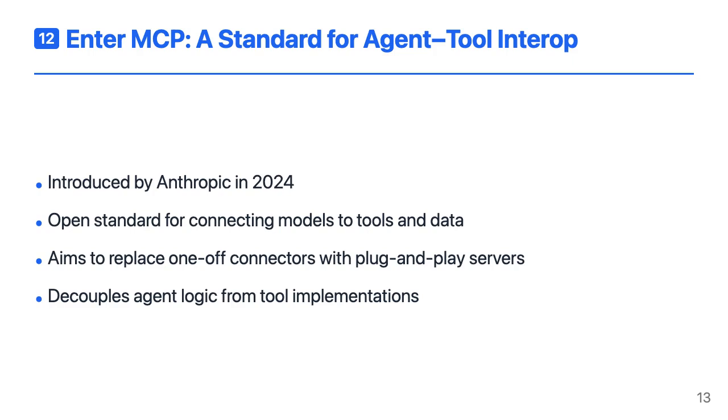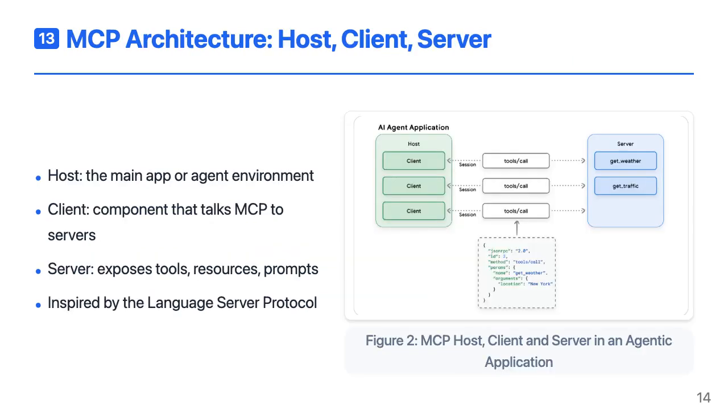MCP follows a client-server model, similar to the language server protocol used in code editors. The host is your main application or agent runtime. Inside it, an MCP client manages connections to one or more MCP servers. Each server exposes capabilities like tools, resources, or prompts, often acting as an adapter to some external API or data source. The host orchestrates user experience and security. The client handles protocol details, and the server focuses on implementing capabilities. This separation is designed to support a rich, competitive ecosystem of reusable tool servers.